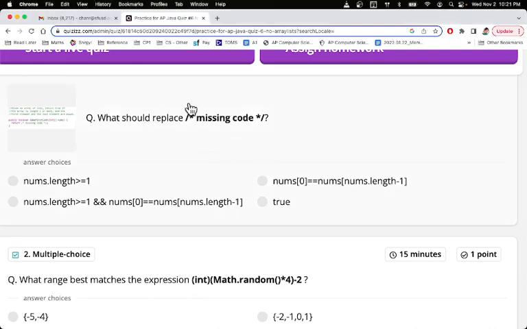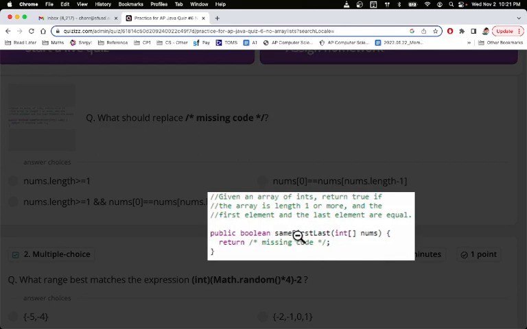Although this video reviews the Quizizz review for quiz number 6 in AP Geog. So in this first question, we're asking for what goes to replace the missing code. Click on the image and you see that it is for the coding bar problem, same first last, which is given an array. Can you see if the first and last elements are equal?